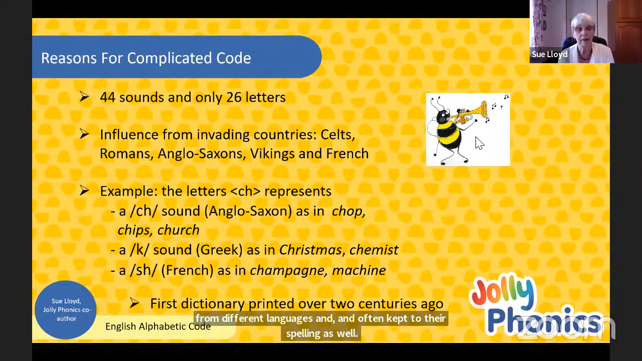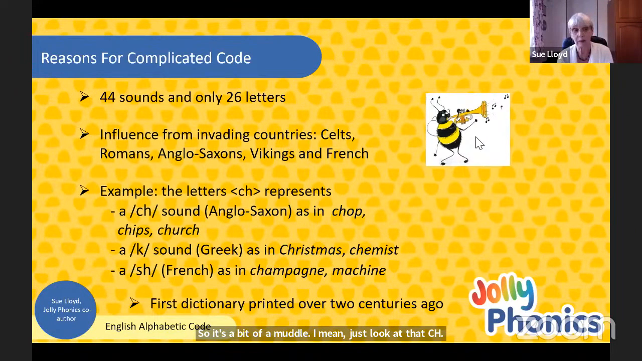I mean, just look at that CH with a ch sound. Now, that's a nice straightforward one: chop, chips, church. But then, unfortunately, we've got another way of saying the sound for the CH, and that's k. And that's from the Greek influence. They were very important people a long time ago, and we have been influenced by them. And then if you go to the French who came our way, they have a CH, but it's a sh sound, like in champagne and machine. So there you can see there's a lot of learning, and it has to be done step by step. And that way the children come through very well.